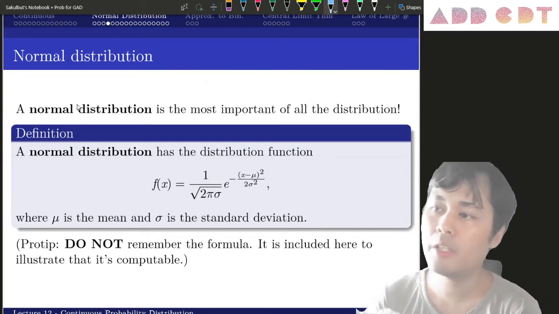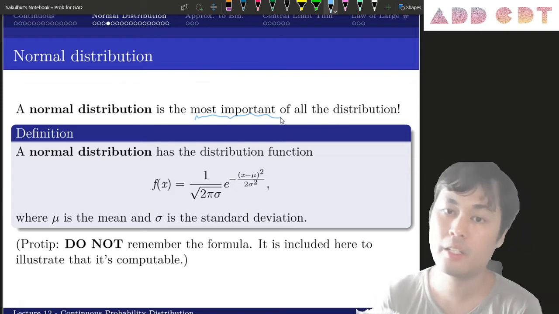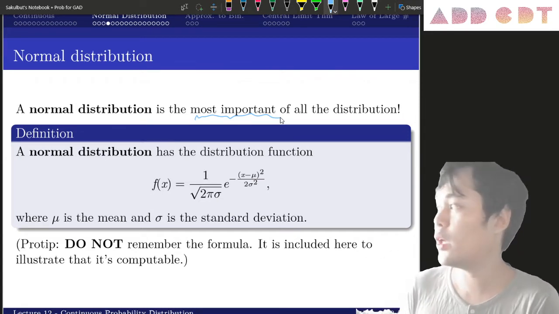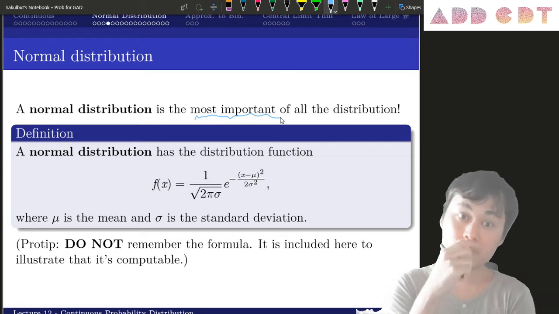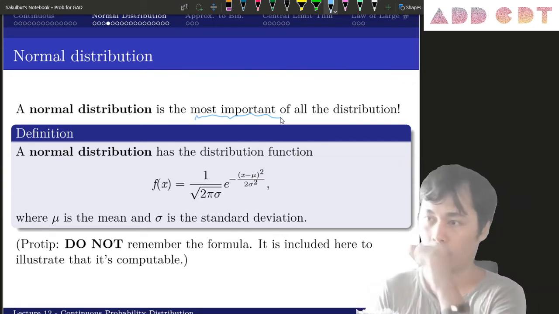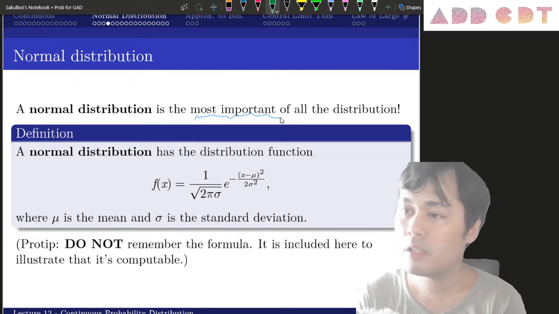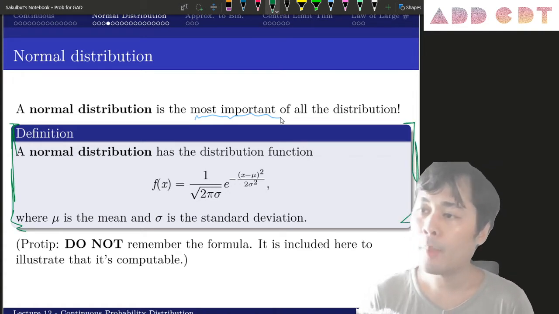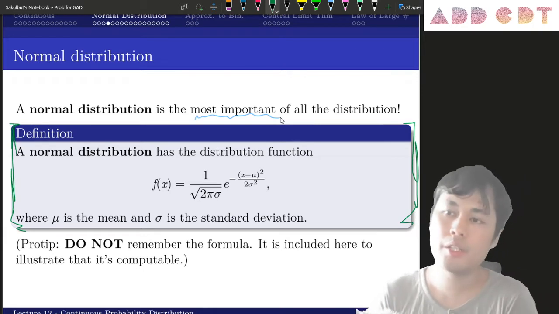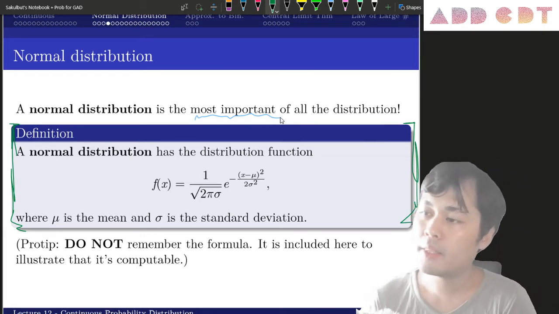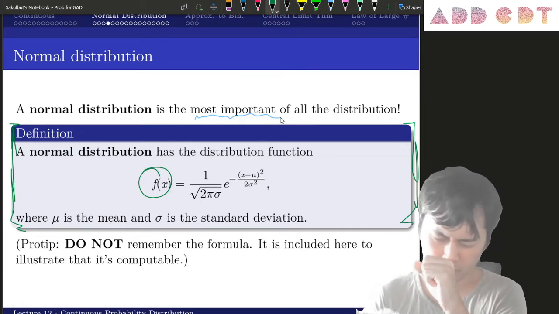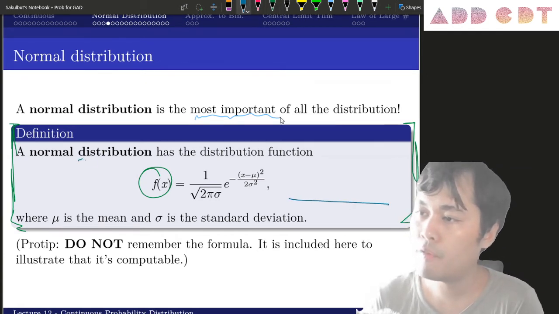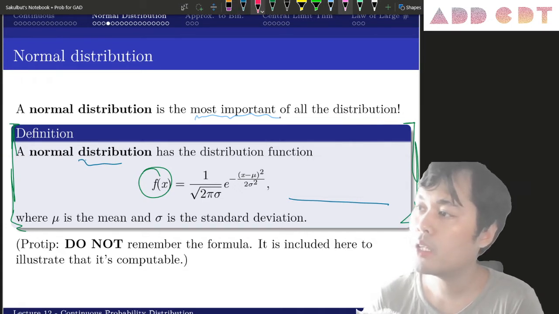So the normal distribution is the most important, in quotation marks, of all distributions. If you know this, then you can predict so many things about the actual statistics that you will use. So this is the formal definition that I put in just in case. A normal distribution is a continuous probability distribution that has a function f that you can plot. For a probability distribution function, it's going to be a curve.